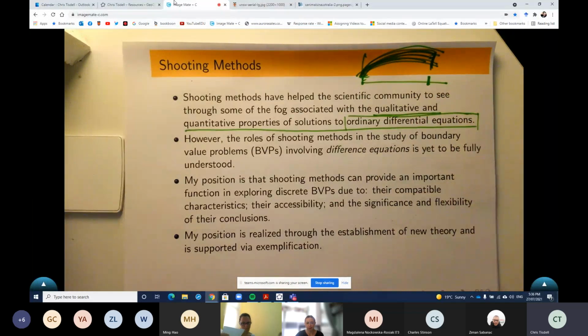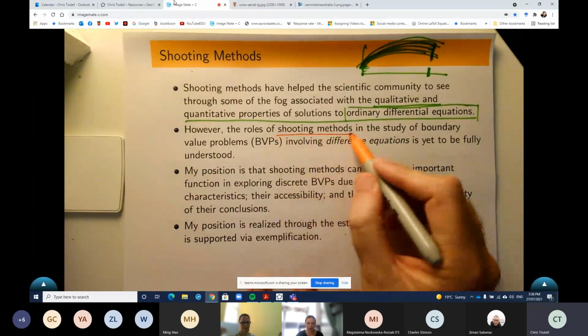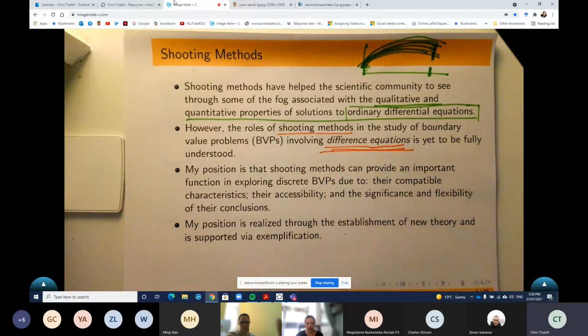One thing that I learned a couple of years ago is that, for shooting methods and difference equations, not much has been written about this stuff. I could only find two or three papers total. So I thought, what's going on here? Is it so obvious that people don't write about it? Is it so obvious that people don't want to know about it? I don't know.